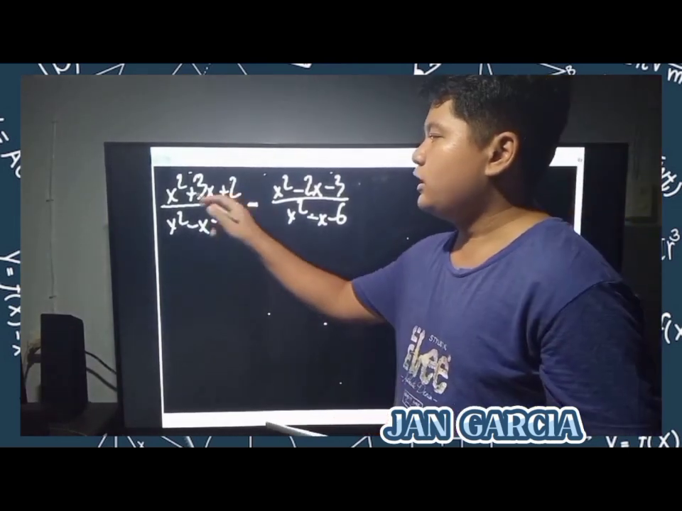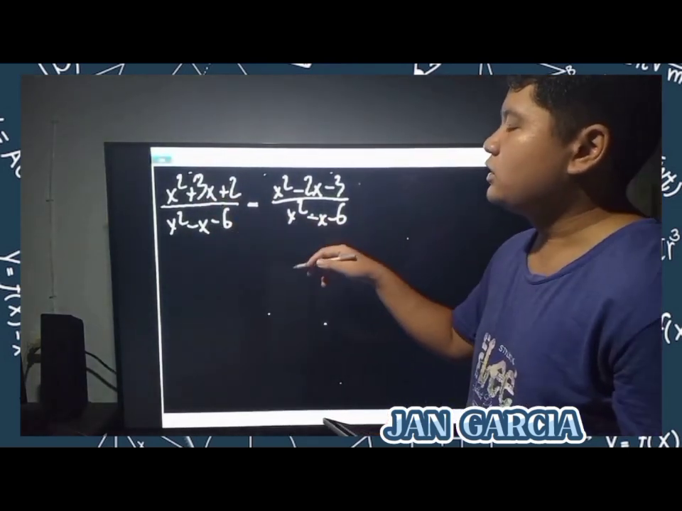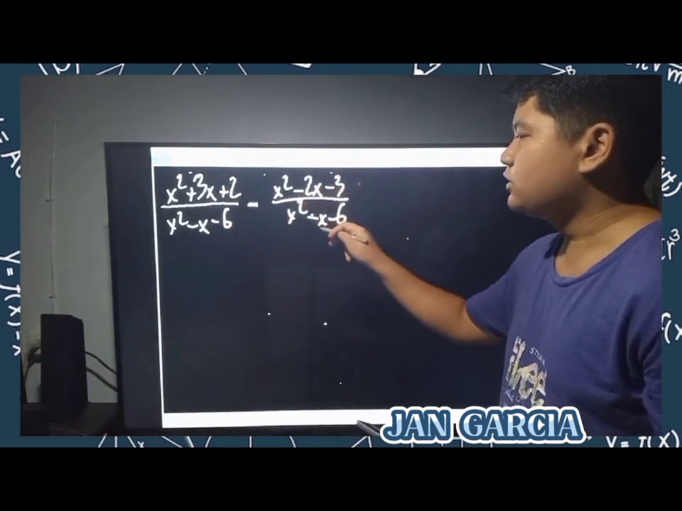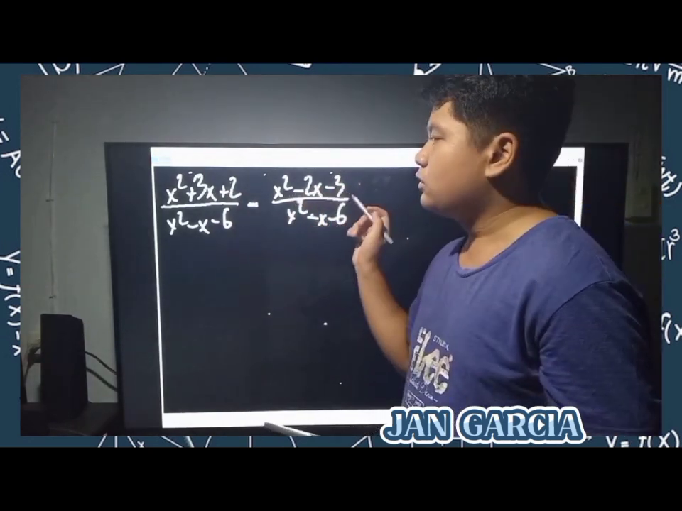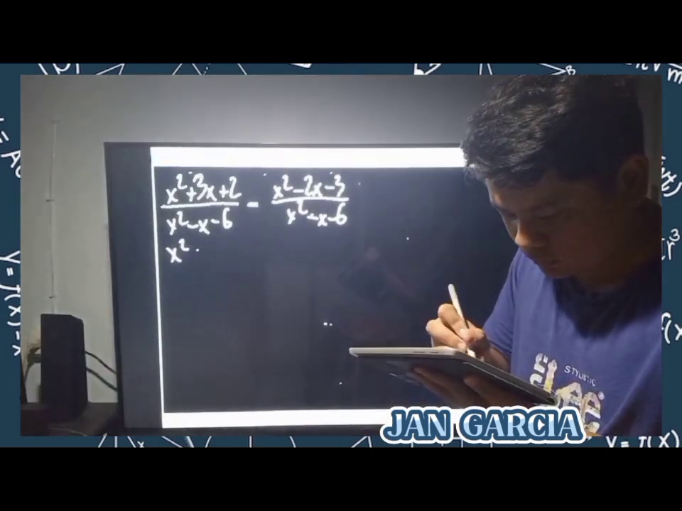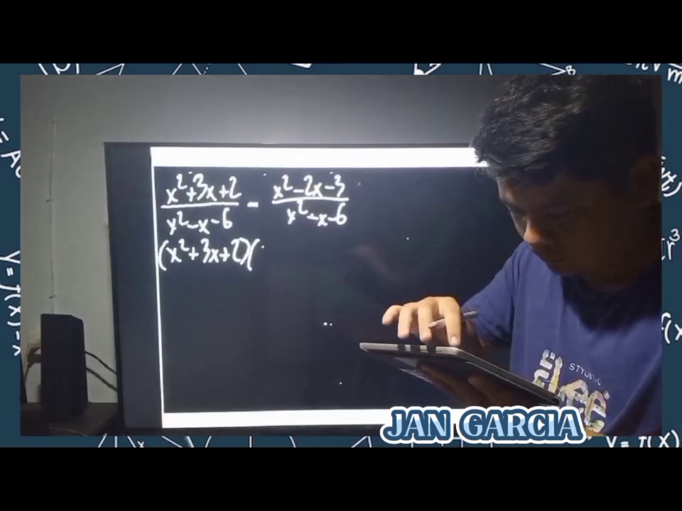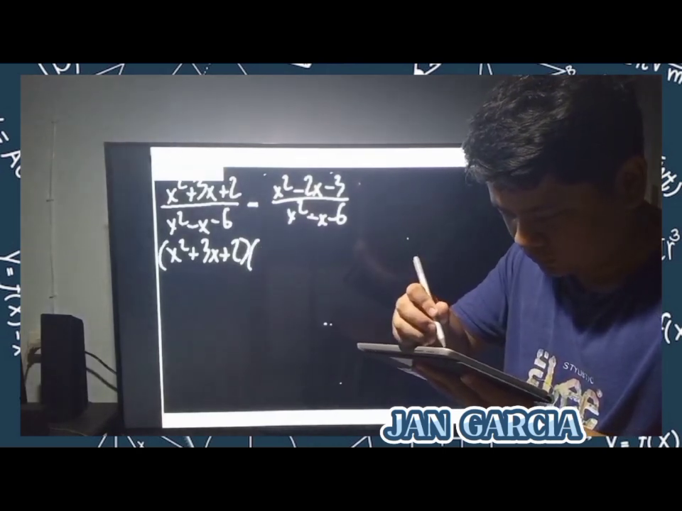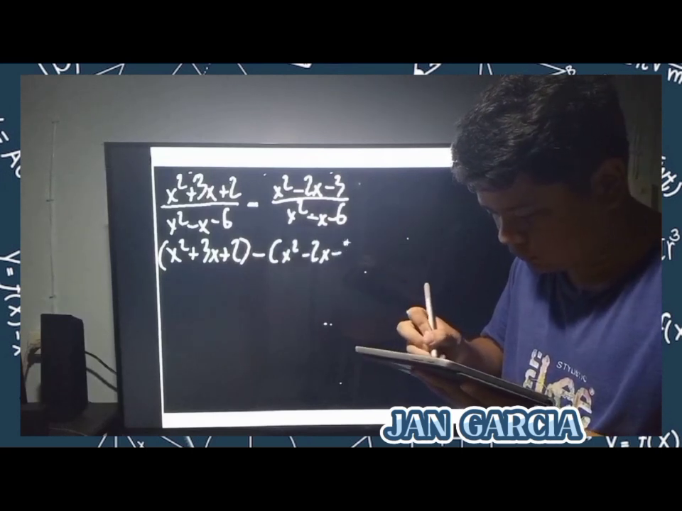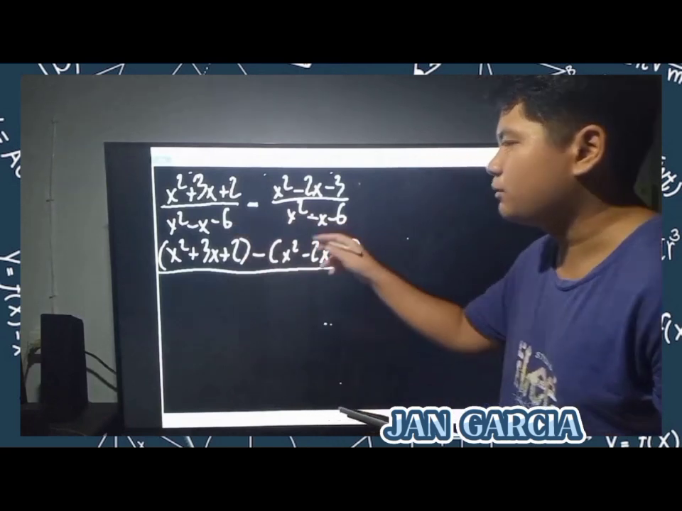The example is x squared plus 3x plus 2 over x squared minus x minus 6 minus the rational equation x squared minus 2x minus 3 over x squared minus x minus 6. First, we must group both rational equations. So it will be the numerator like this, and since the denominators are similar, copy the denominator.